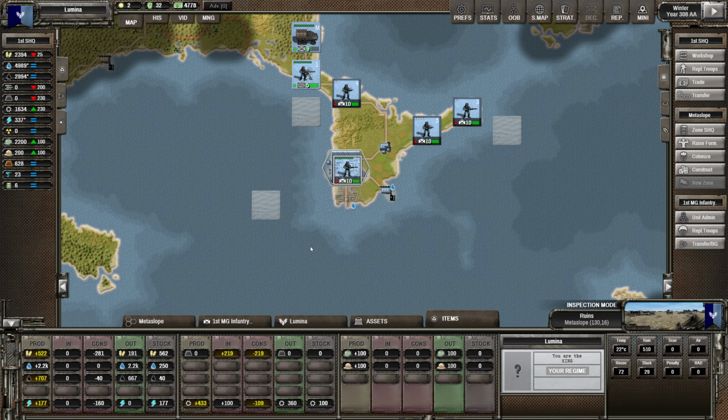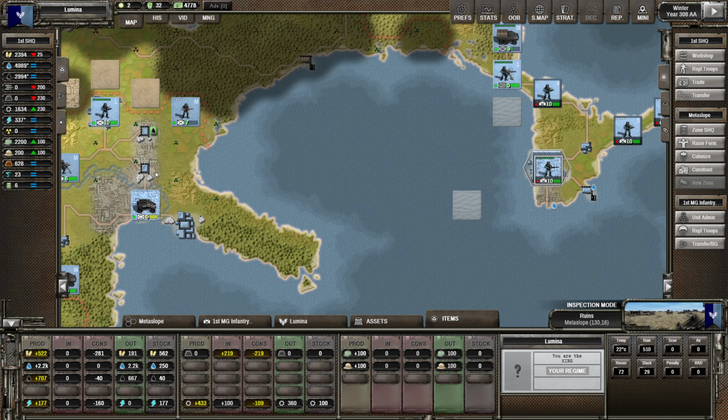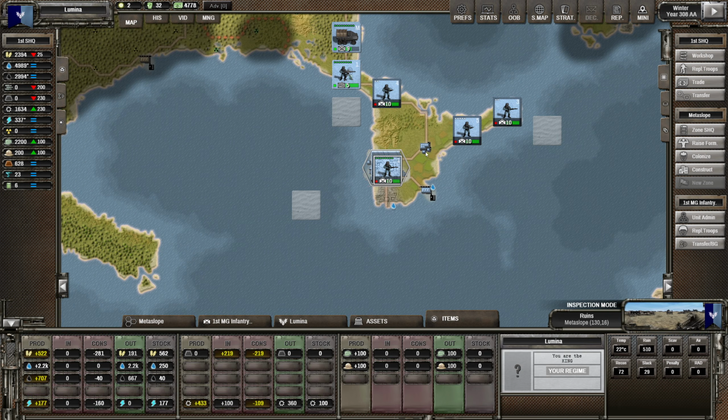Finally, we've got the items. This is an overview of what's being produced in the zone. Okay, so this is a zone by zone based thing. I'll just show you this quickly.